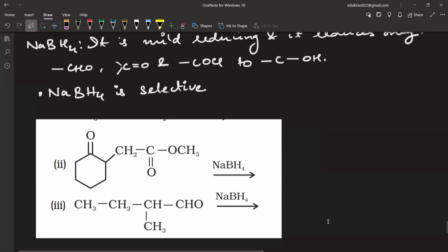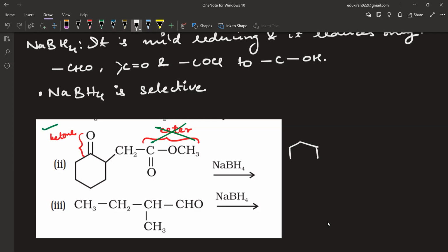So see here, in this question, we have NaBH4 and we have two carbonyl compounds. What is this? This is ester. And what is this? This is ketone. Now, NaBH4 cannot reduce ester. It can reduce only ketone. So in the product, convert this to OH, and this will be as it is, CH2, C double bond O, OCH3. Nothing happens here.